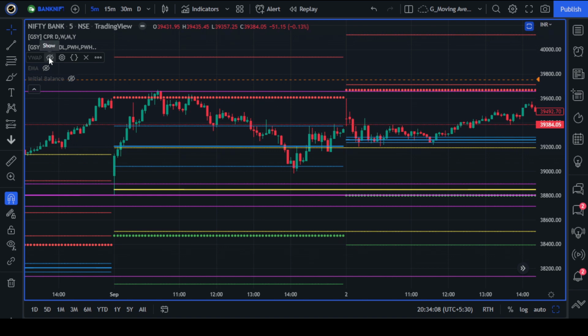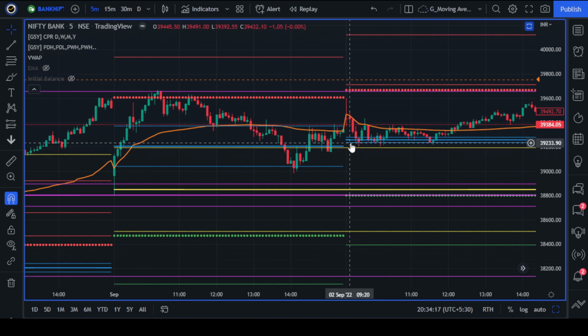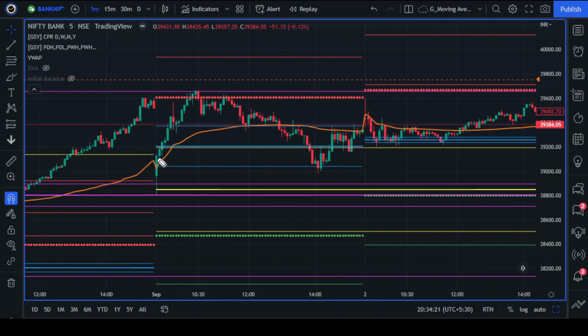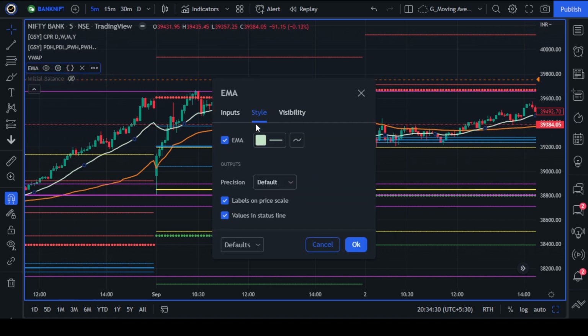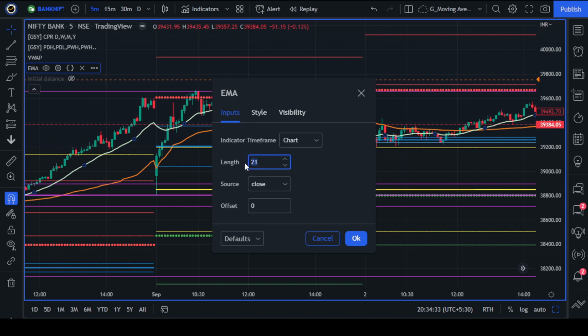Now let me enable VWAP. VWAP is a standard indicator. It is available in any of the charting software. Now you see there is a VWAP line that is coming. And the next one is the exponential moving average. The setting that I use for exponential moving average is 21 period.